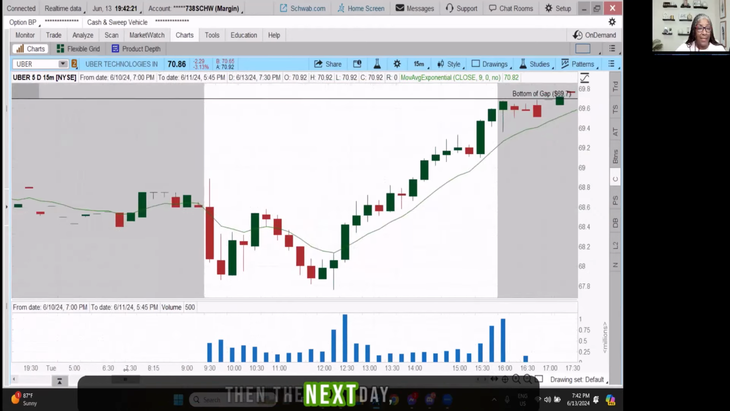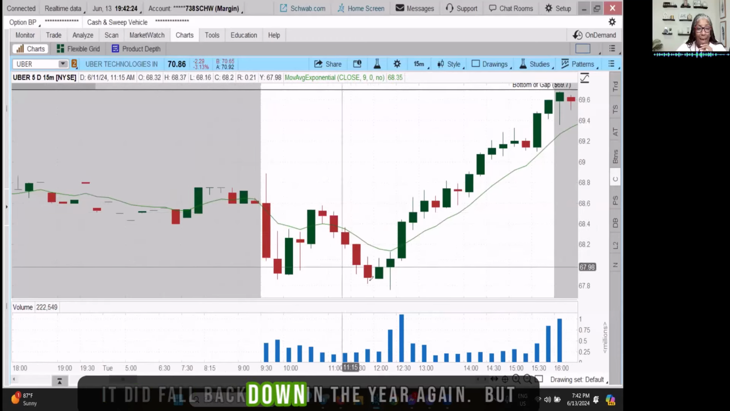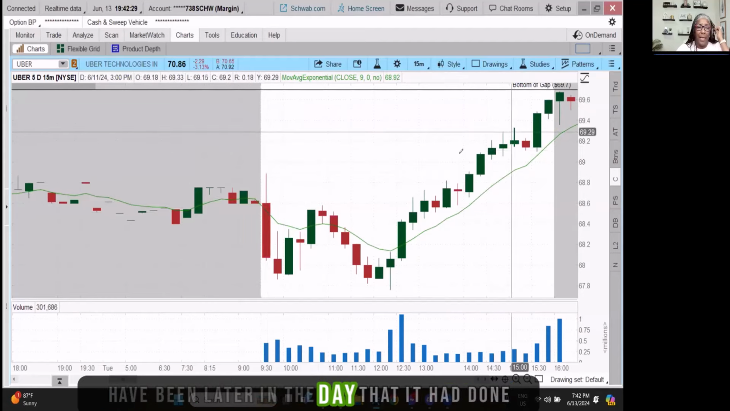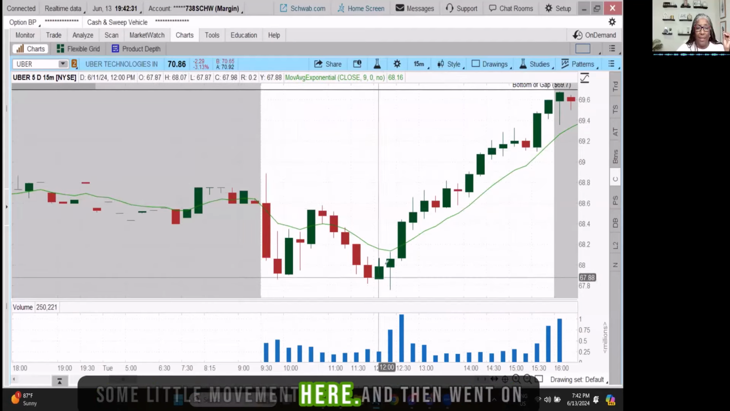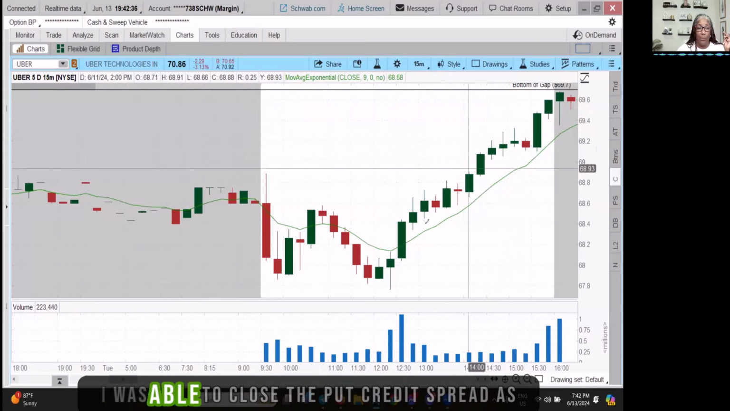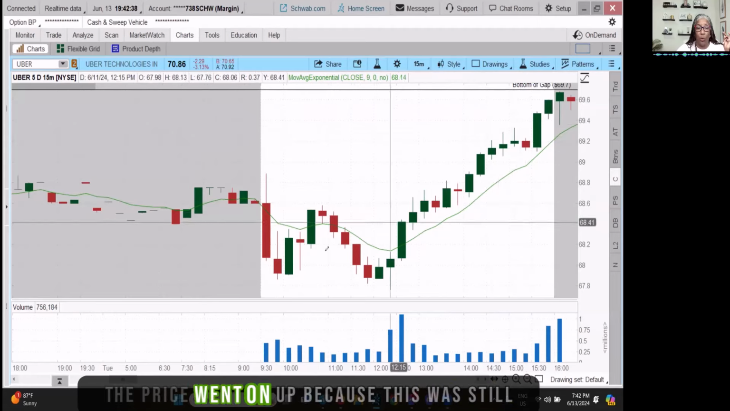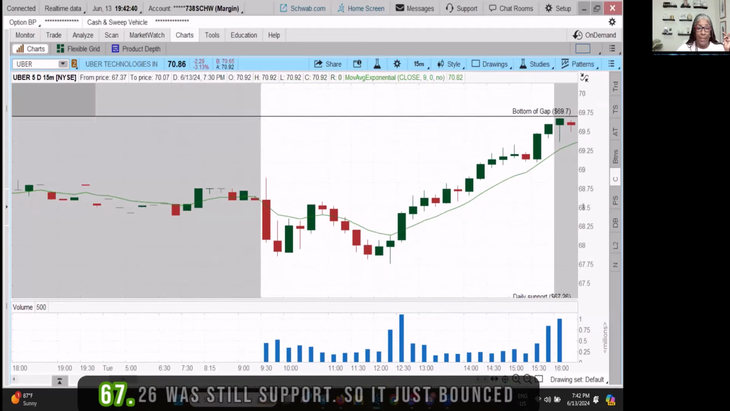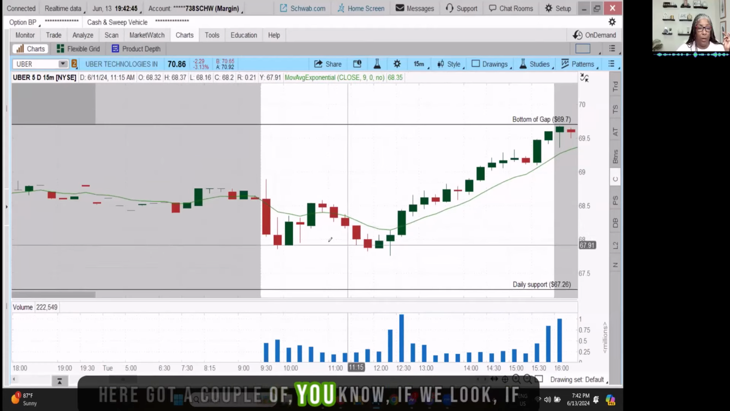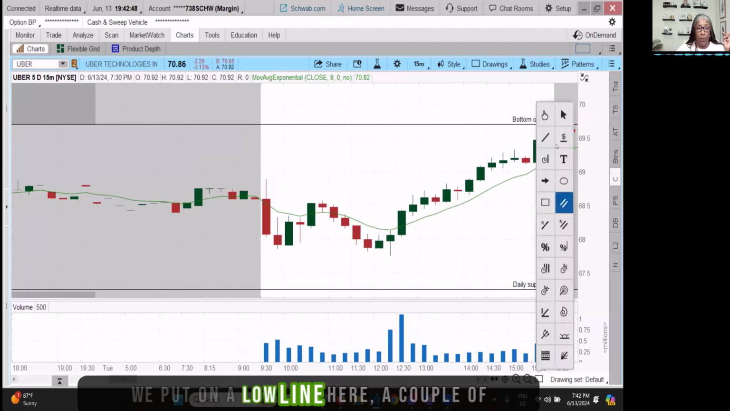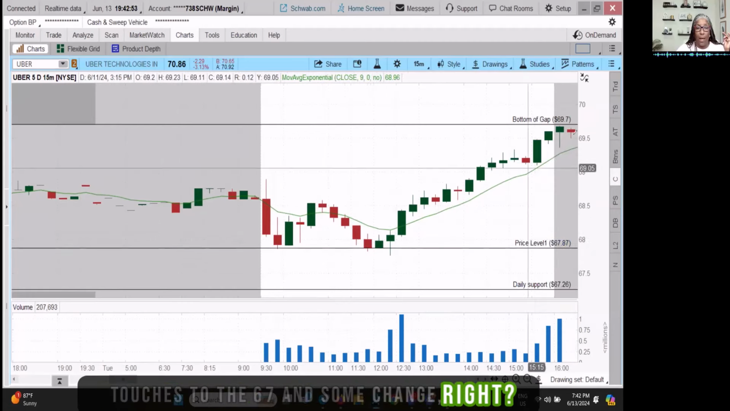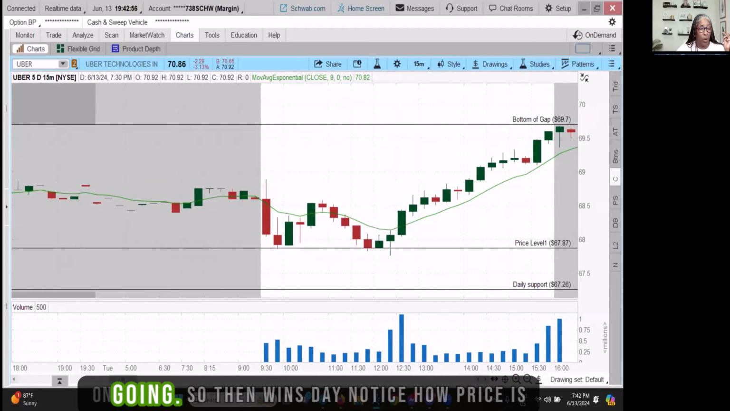And then the next day, it did fall back down in here again, but because it had done some little movement here, it might have been later in the day, and then went on up, that put credit spread was able to close. I was able to close the put credit spread as the price went on up, because 67.26 was still support. So it just bounced here, got a couple of touches to the 67 and some change, right? And then it went on up above there and kept on going.